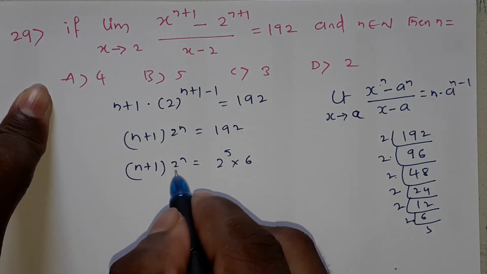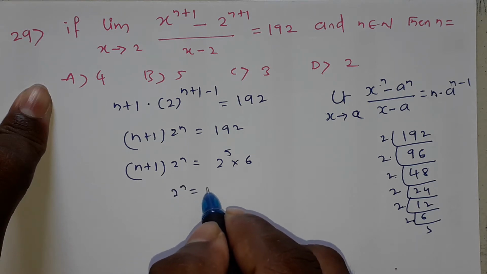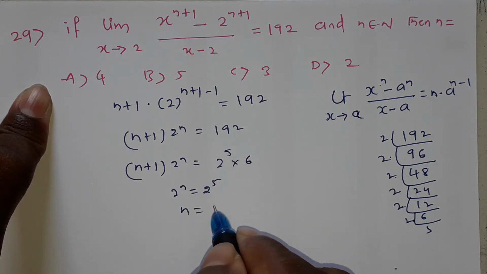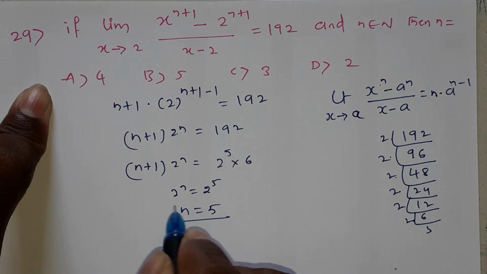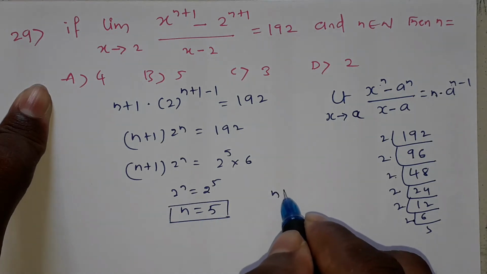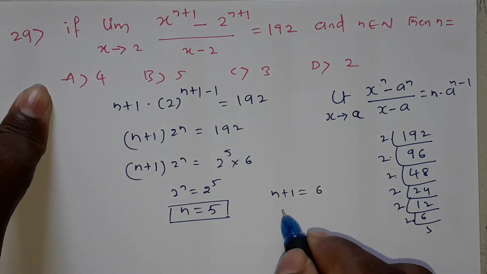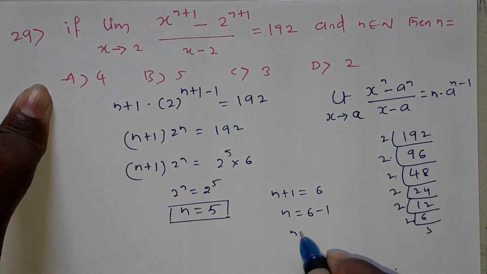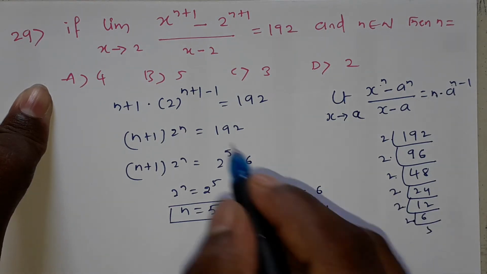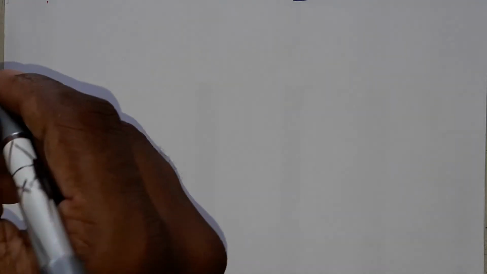5 వరకు తీసుకుంటే చూడండి 2 power n is equal to how much, 2 power 5. సో n వాల్యూ is equal to how much, 5. సో ఇంకా డౌట్ ఉందంటే n plus 1 equal to 6, n is equal to 6 minus 1, n is equal to 4. సాటిస్ఫై అవుతుంది కాబట్టి ఆప్షన్ B is the right answer. నెంబర్ 30.